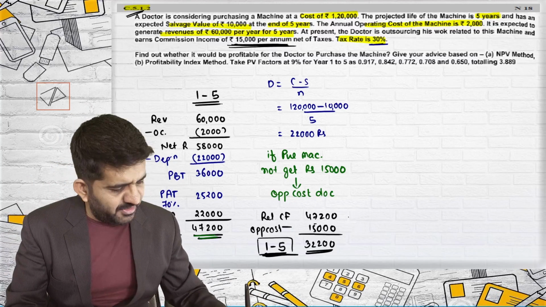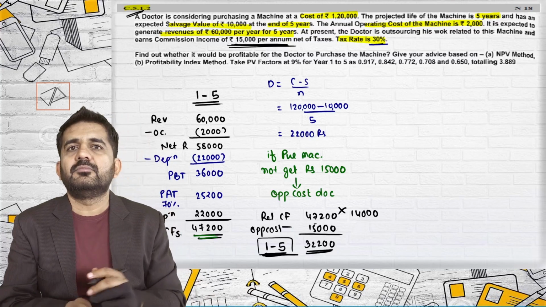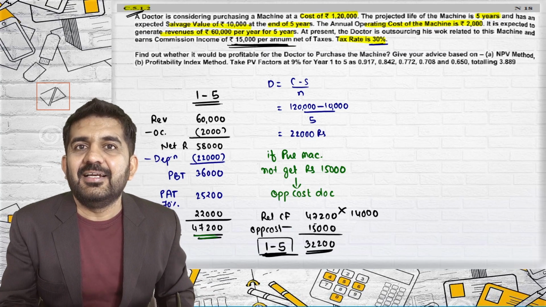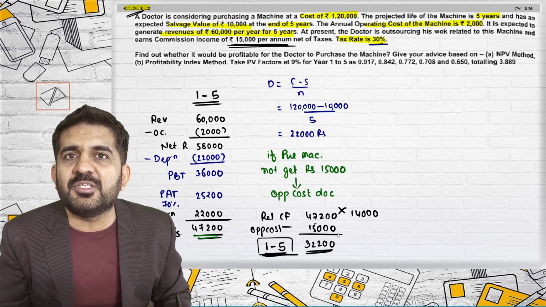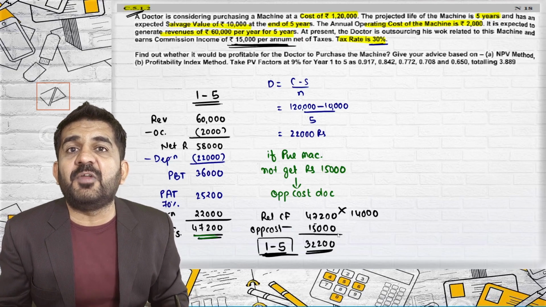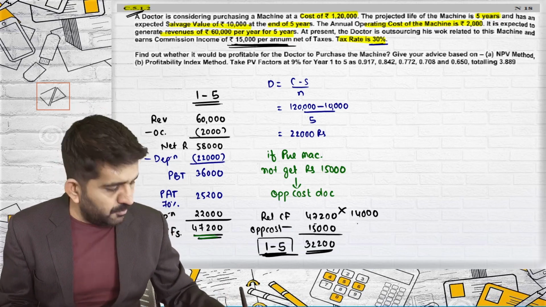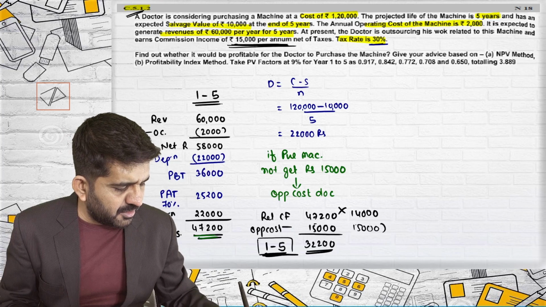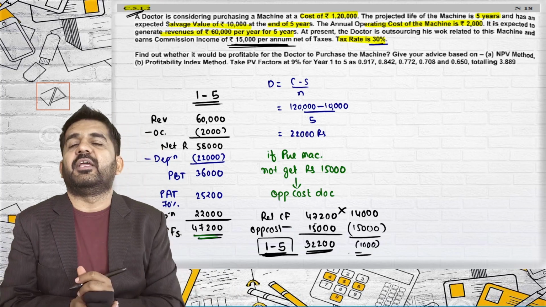Had this figure of 47,200 been say 14,000, you can directly tell: by purchasing the machinery, you are earning a cash flow of 14,000 per annum. By not purchasing the machinery, you are earning a cash flow of 15,000. You should never purchase this type of machinery. How do we come to know? 14,000 minus 15,000 is negative 1,000.